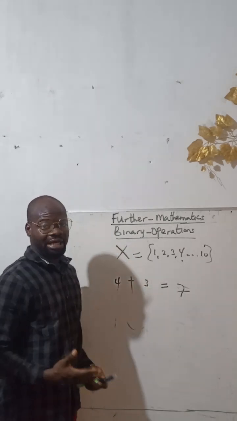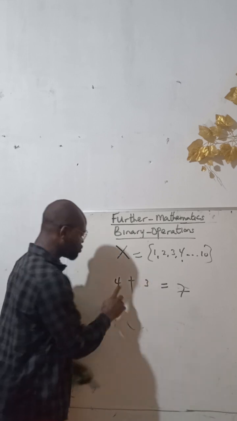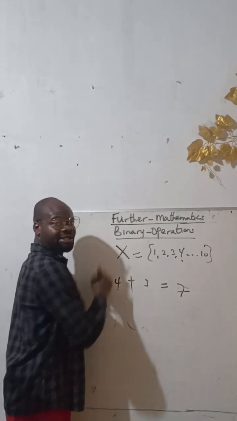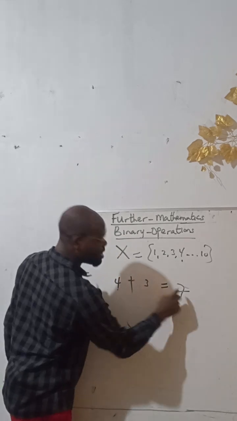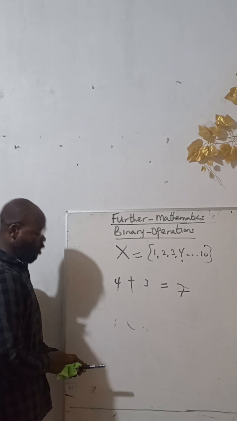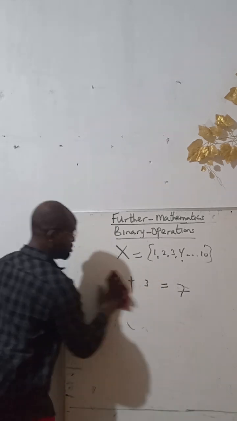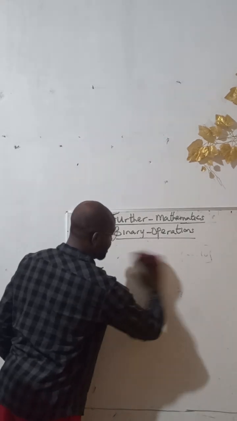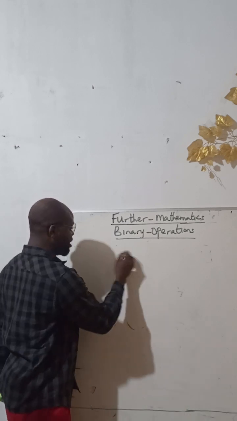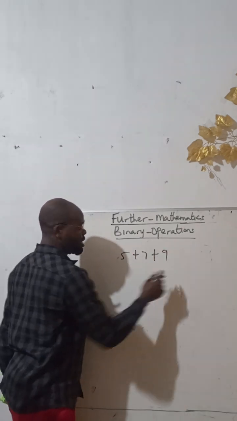It's a rule that combines two elements in a set to give another element. You understand what I mean now? So that's what we call binary operation. And even sometimes you can have 3 or 4 numbers. Let's say you're having 5 plus 7 plus 9.